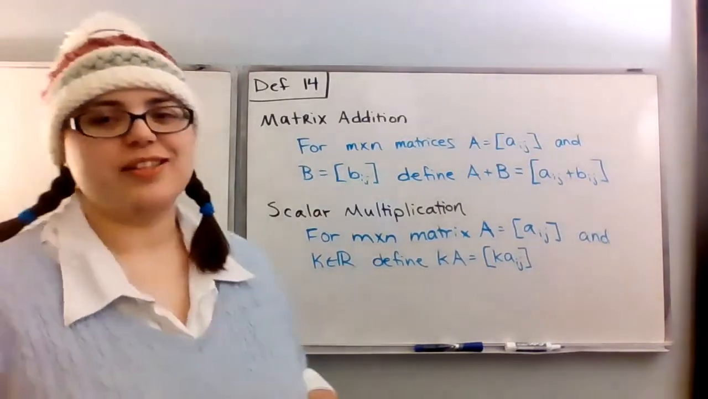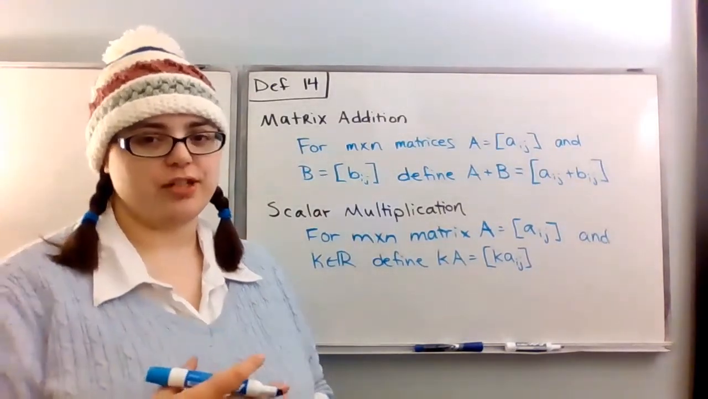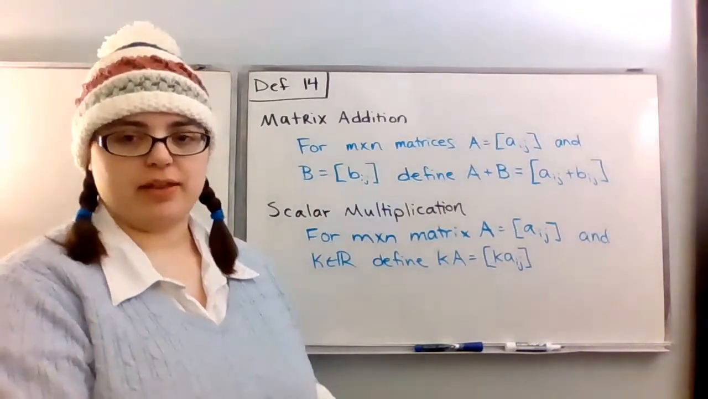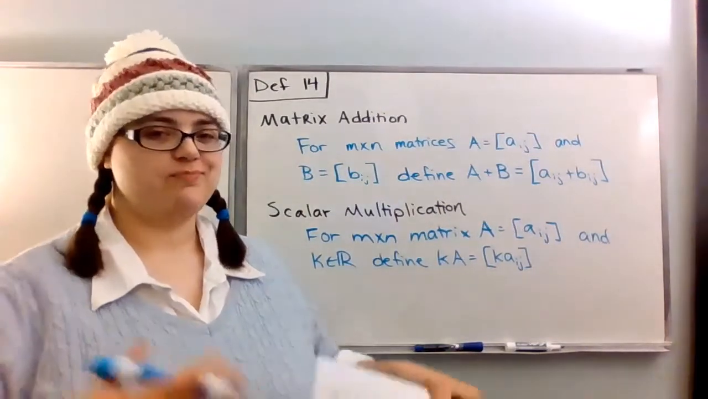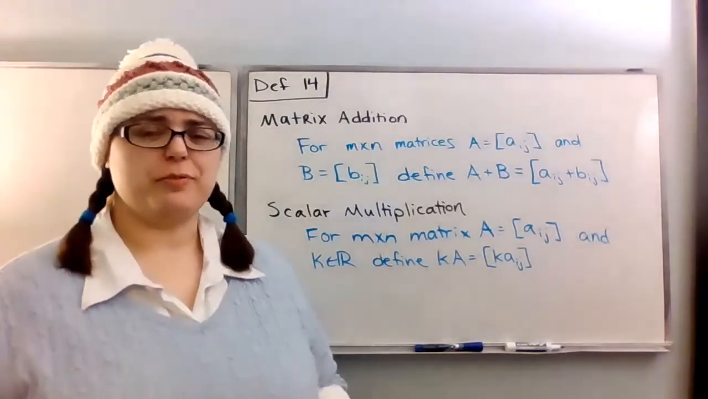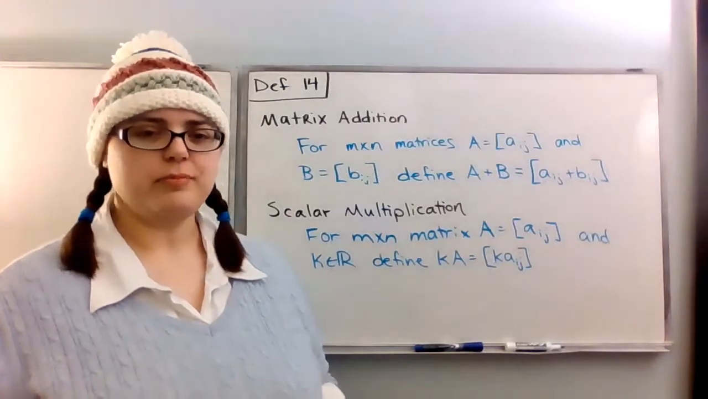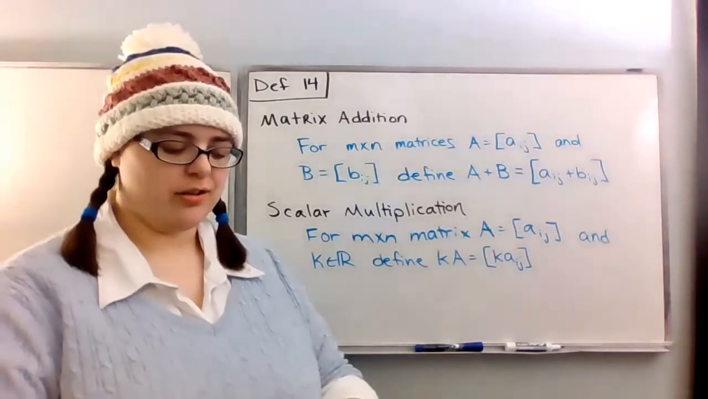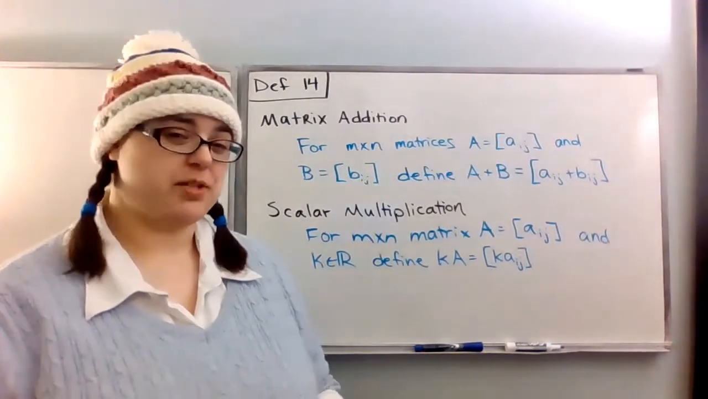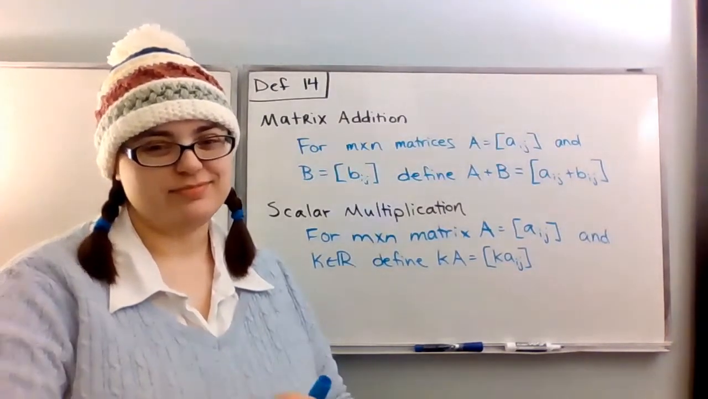In other words, to find the scalar multiple of a matrix, all you do is take each entry of the matrix and multiply it by that number. So if we have 7 times a matrix, that means every single entry of the matrix is going to get multiplied by 7. Okay, so now let's do our definition for matrix multiplication, which is going to be a little bit messier.